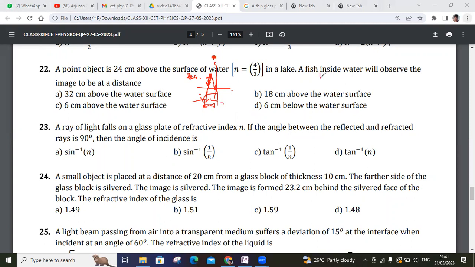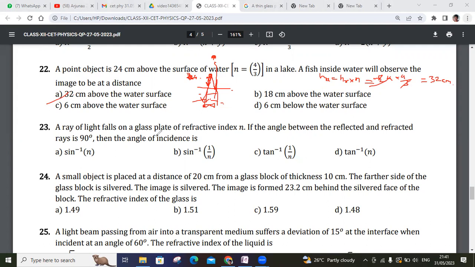So the apparent height is equal to real height into n, which is 24 into 4 by 3. 3 8 is 24, 8 4 is 32. It will be 32 centimeter above the water surface.